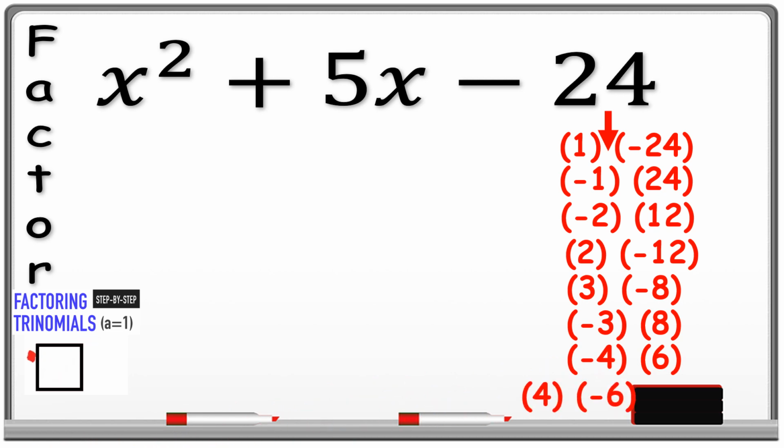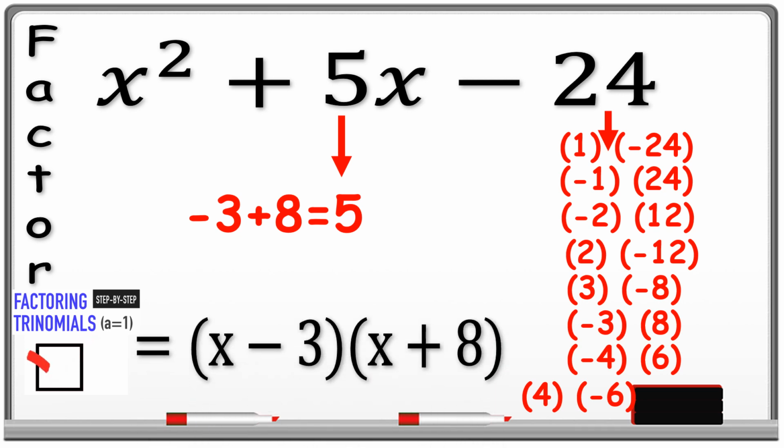After you list all the factors, you choose among the factors which will give you the sum of positive 5, or the numerical coefficient of your middle term, and that is negative 3 plus 8. This will give you 5 as the sum. Therefore, the factors of x squared plus 5x minus 24 are quantity x minus 3 and quantity x plus 8.